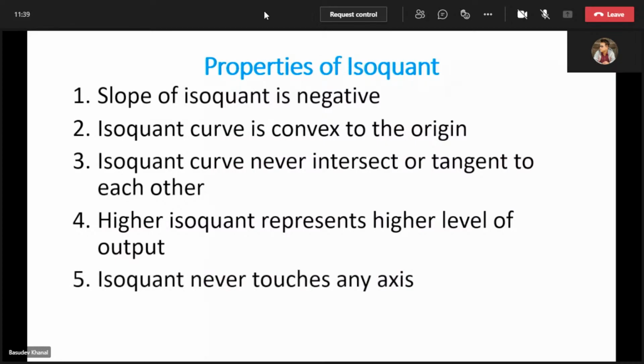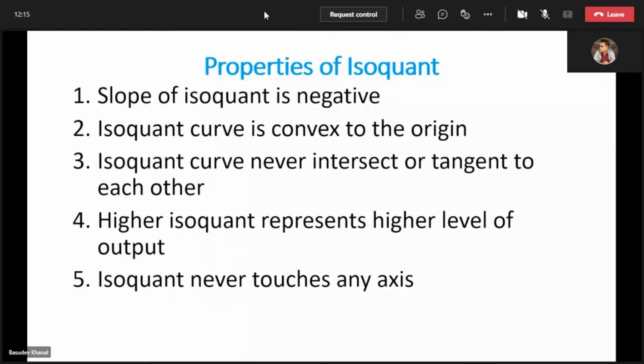The last one, isoquant never touches any axis. To produce any goods and services in any part of the country around the globe, labor and capital are a must. Without using both, nobody can produce anything around the globe. If any isoquant touches either the x-axis or y-axis, the utilization of 1 unit of factor input will be 0.